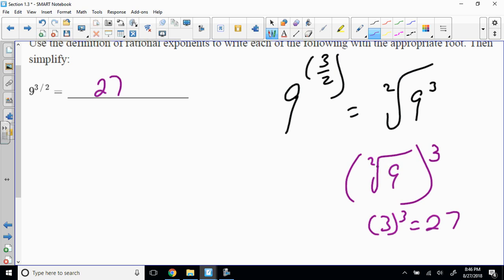Y'all good? When you type this, 9, caret, then open a parenthesis and go 3 divided by 2, close parenthesis, and then hit enter. That's what's going to make the difference. You got to make sure you got your parentheses. If not, you will cube 9 and then try to divide it by 2. And that's not the best thing. Right?